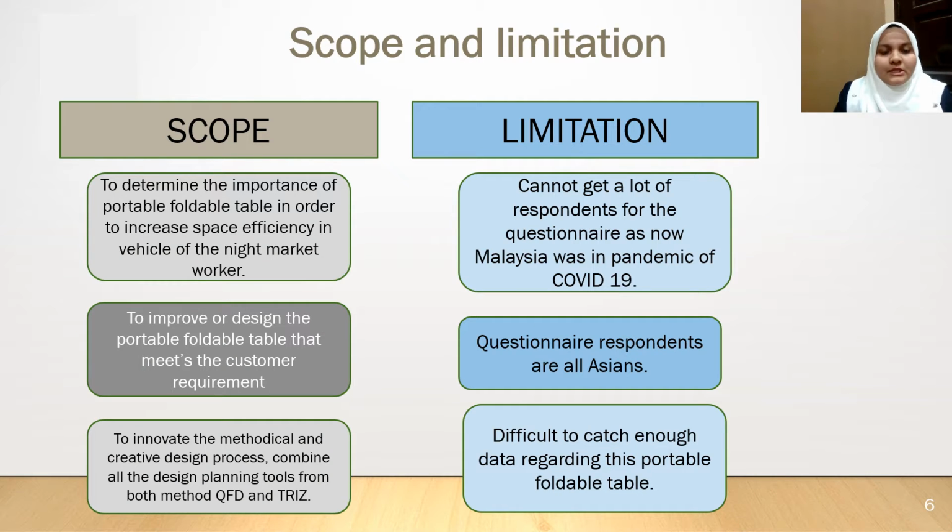This is the scope and limitation. The scope is to determine the importance of the portable foldable table in order to increase space efficiency in the vehicle of the night market worker. Next is to improve or design the portable foldable table that meets the customer requirement. And the next one is to innovate the methodical and creative design process, combining all the design planning tools from both methods, QFD and TRIZ.